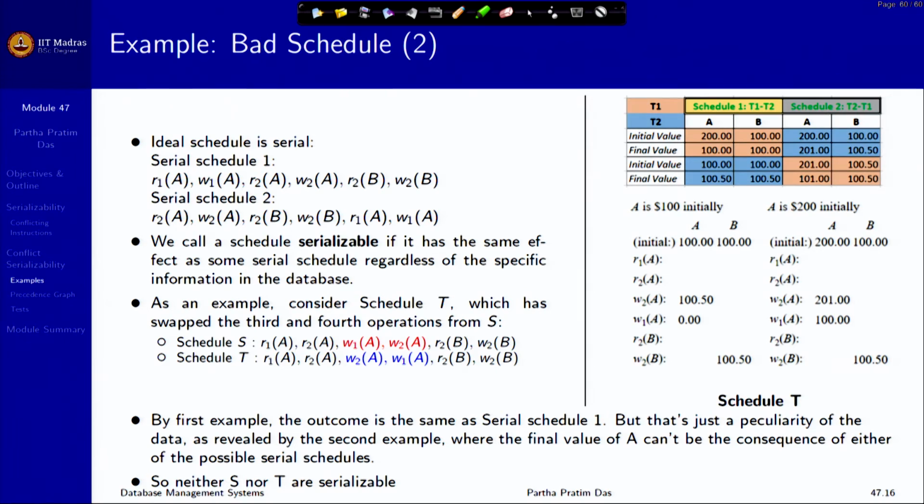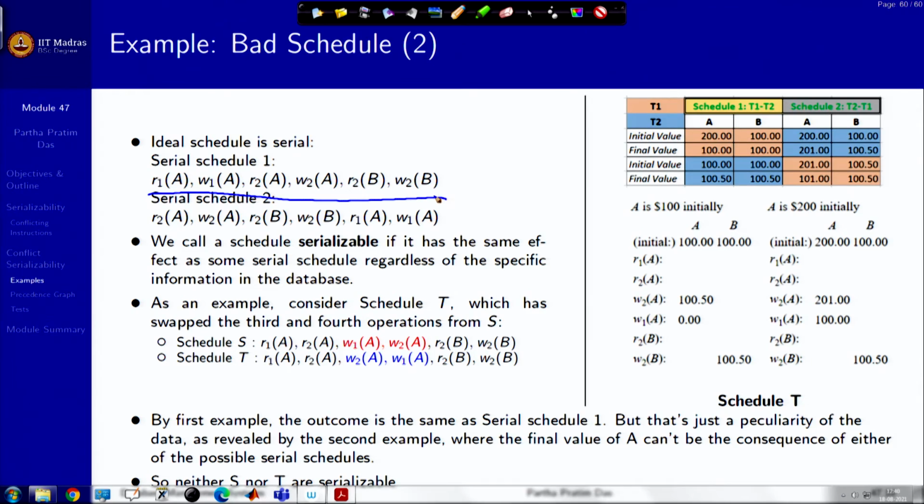So, what are the ideal schedules? Ideal schedules would be one after the other, first T1 then T2, or first T2 then T1. So, anything which is serializable has to be equivalent to one of them. Right? And we saw S is not. We can try out some T, where from S the order of W1, W2 has been changed, and you can see the effect here.